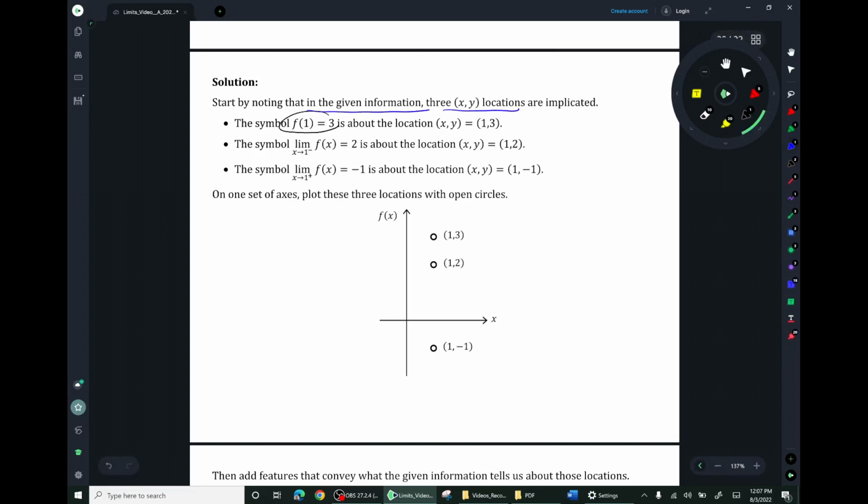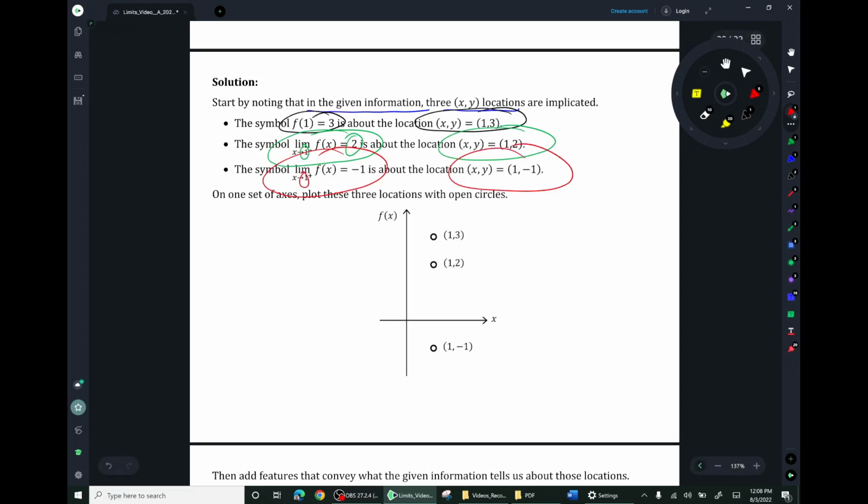Well, this symbol, f of 1 equals 3, is about this location, xy equals 1, 3. This symbol, the limit as x approaches 1 from the left, is 2. That's about this location. That's an x-coordinate and a y-coordinate of a location on the graph. This symbol, the limit as x approaches 1 from the right of f of x is negative 1. Well, that's about this location.